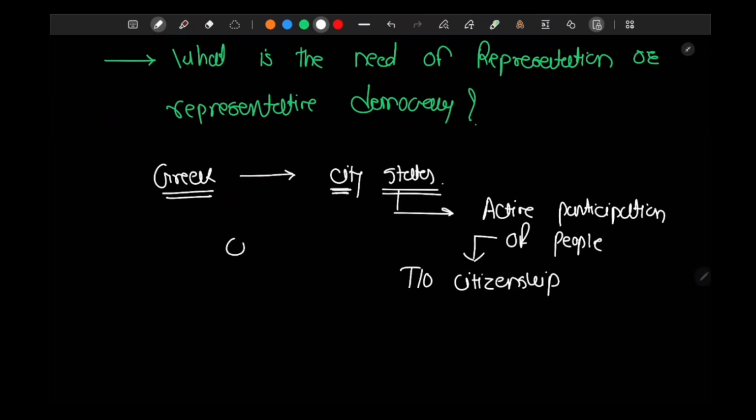When citywide participation is there, not much space is needed, because a city might have 10,000 people, at max 1 lakh people. Participation of 1 lakh people still is not that very hard.